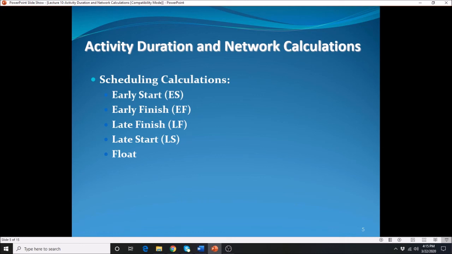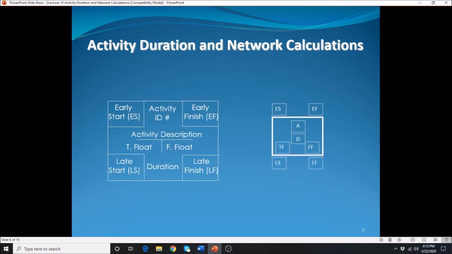So what is a float time? A float time is an amount of time that you can use to delay a particular activity, either without impacting the duration of the entire project or without impacting any succeeding activities. So later on, I'm going to explain to you those two different types of float time.